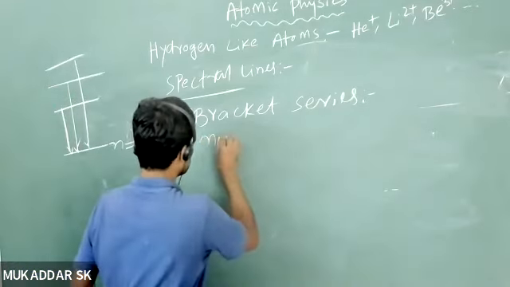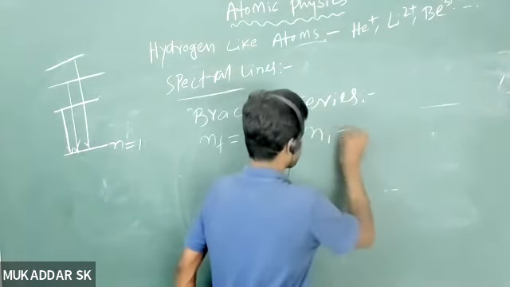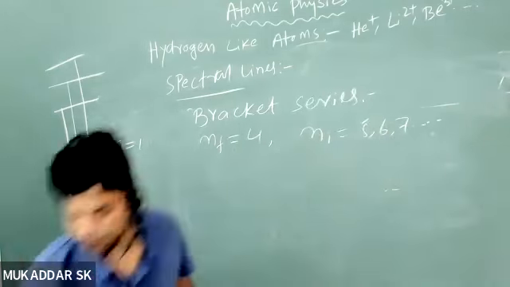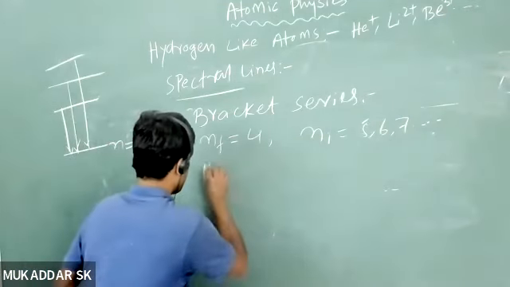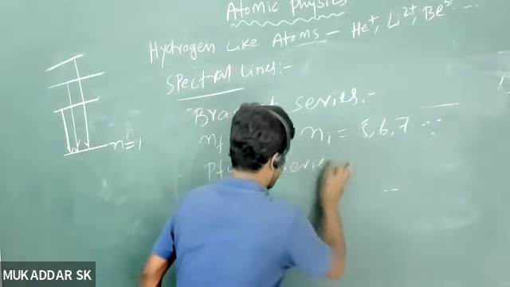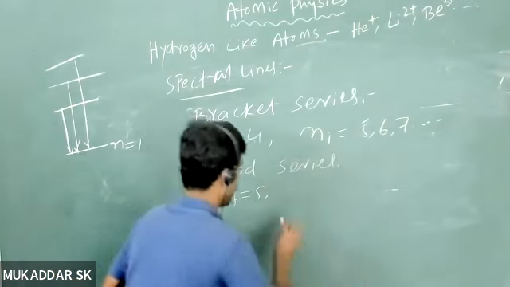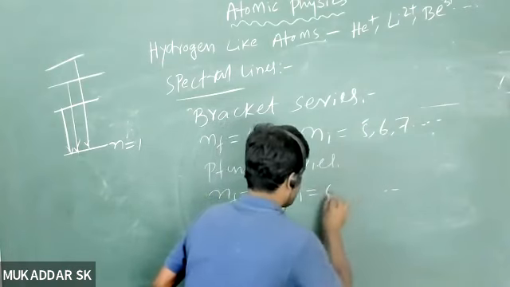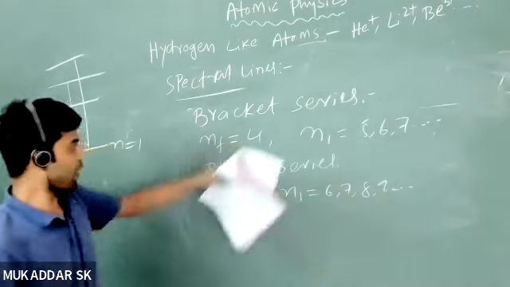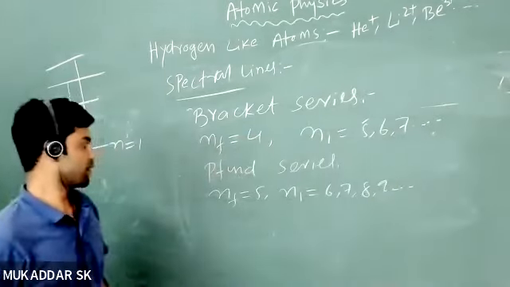For Brackett series, NF will be how much? 4, right? And Ni can be 5, 6, 7, and so on. Okay. Then you have Pfund series. For Pfund series, NF is how much? NF will be basically 5, and Ni can be 6, 7, 8, 9, and so on. Okay. So Brackett series also found in IR range. Pfund series also found in IR range. Next.